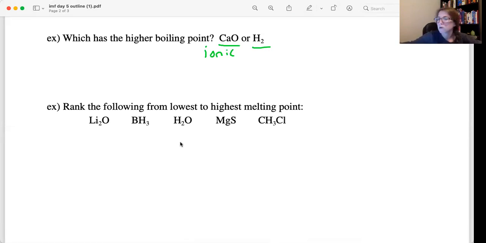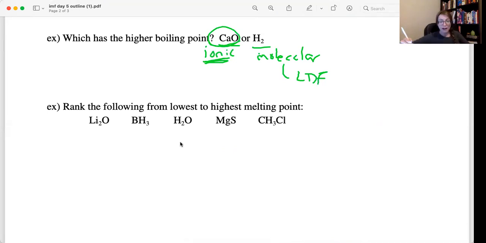H2, well, hydrogen is a nonmetal, so I could draw out its Lewis structure to see if it's polar or not polar, but the fact that it is molecular means it ends up being nonpolar. You should know that all diatomics are nonpolar. That tells me we have London dispersion forces holding it together, which are not going to be as strong as ionics. So ionic, stronger, higher melting or boiling point, regardless of what the question asked.